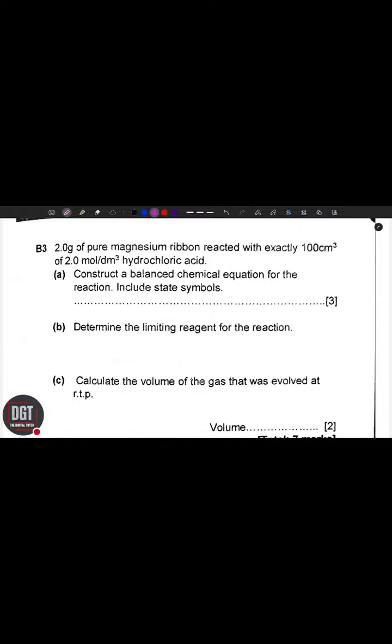All right, so here is the question now. 2.0 gram of pure magnesium ribbon reacted with exactly 100 centimeter cubed of 2.0 mole per decimeter cubed hydrochloric acid. The first question is: construct the balanced equation for the reaction, include state symbols.